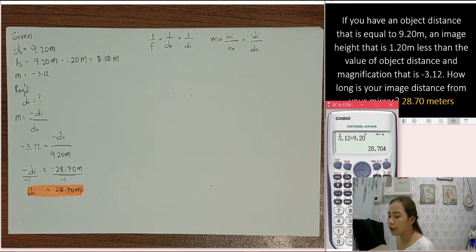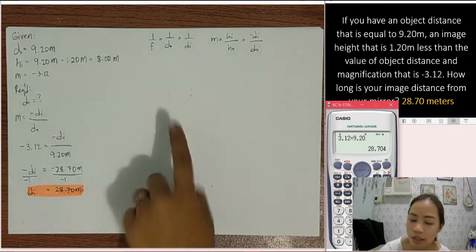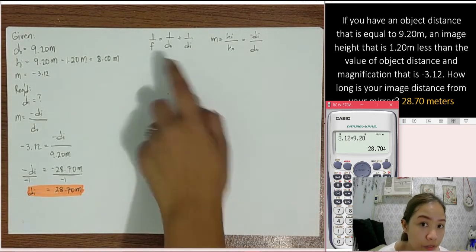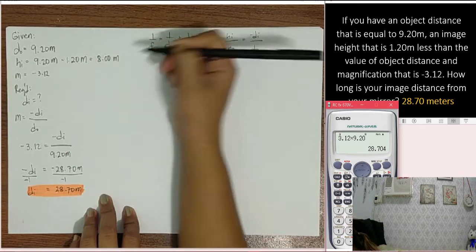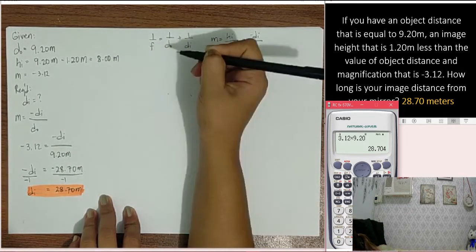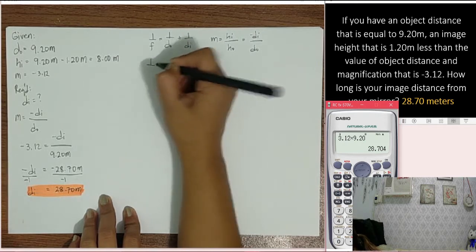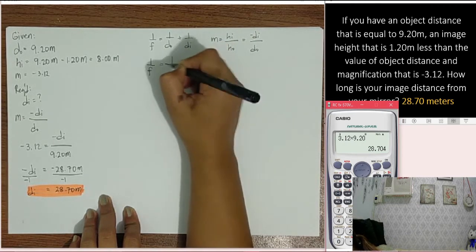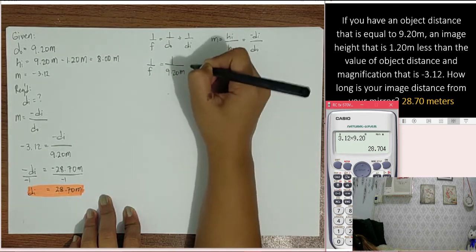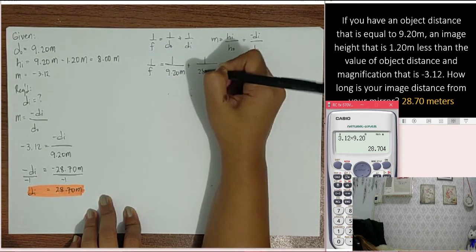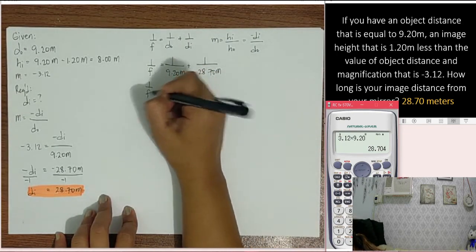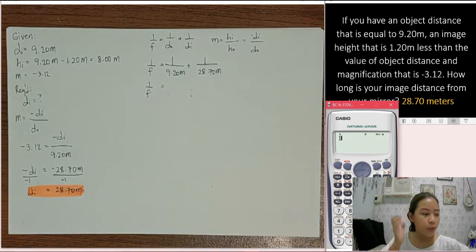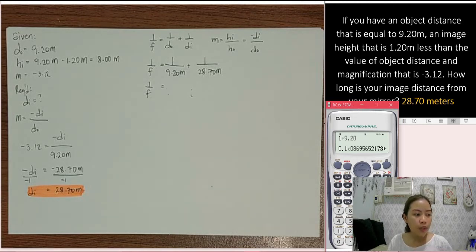So here it is, let us solve for f. In solving for f, obviously we're going to use this equation, because it is the only one with an f variable. And we already have here the d_i and the d_o. So let's solve for it. We have here 1 over f is equal to, let us just substitute values. 1 over 9.20 meters plus 1 over 28.70 meters. So, 1 over f is equal to, let us have here 1 divided by 9.20.